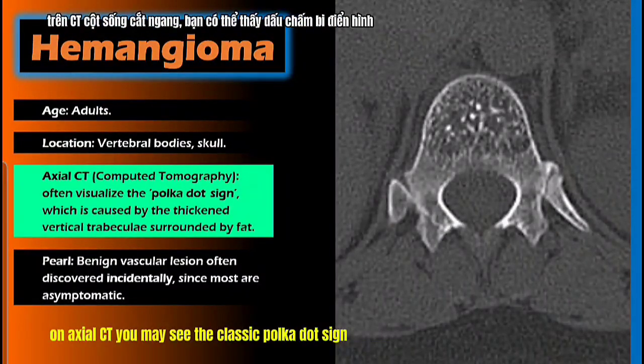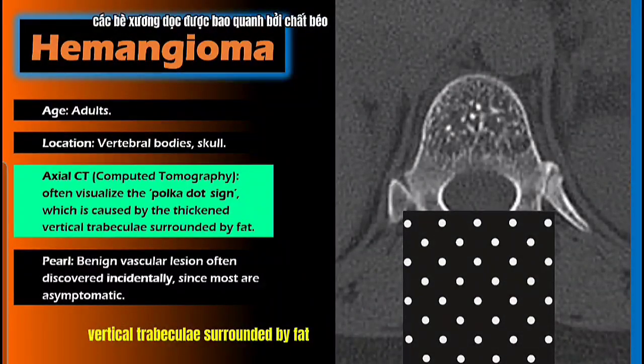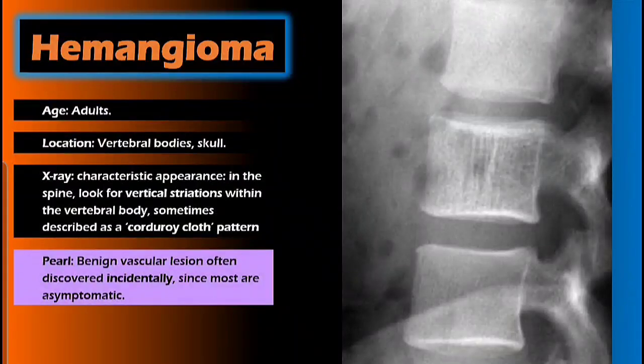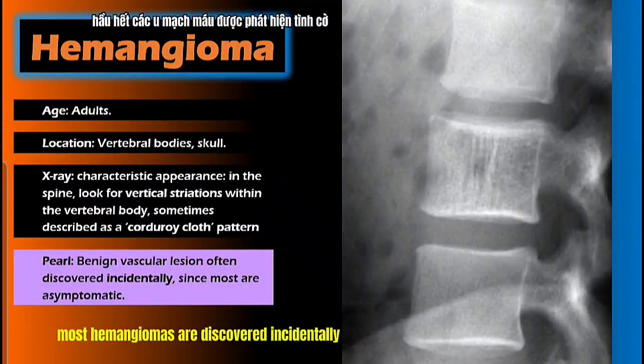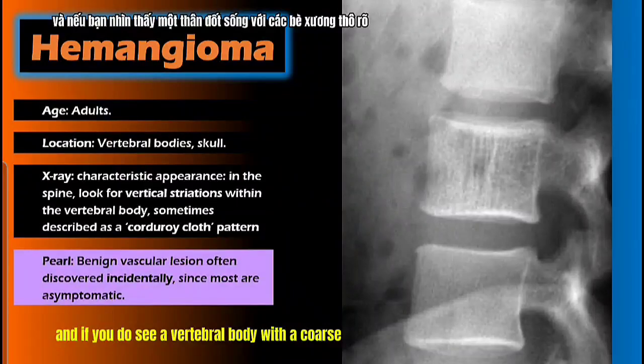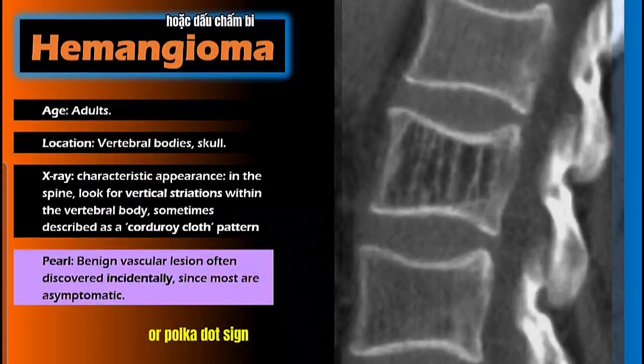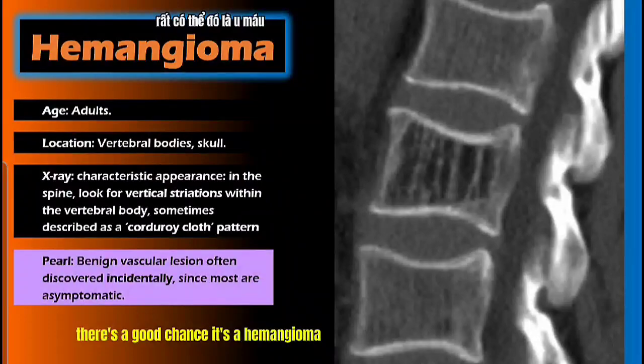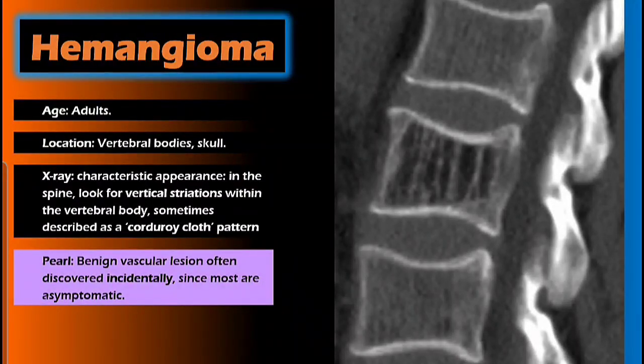On axial CT, you may see the classic polka dot sign, which is caused by thickened vertical trabeculi surrounded by fat. So don't forget, most hemangiomas are discovered incidentally. And if you do see a vertebral body with a coarse vertical trabecular pattern or polka dot sign, there's a good chance it's a hemangioma.